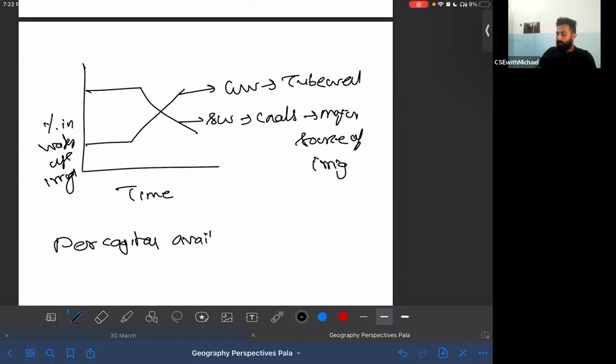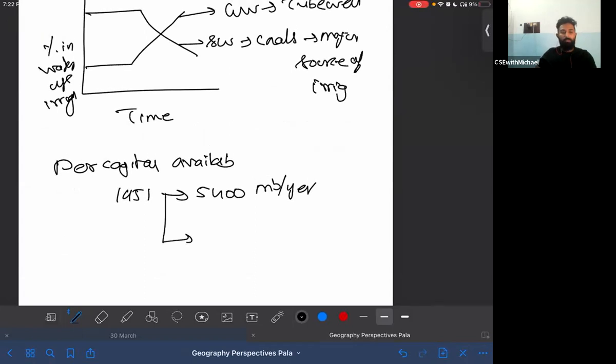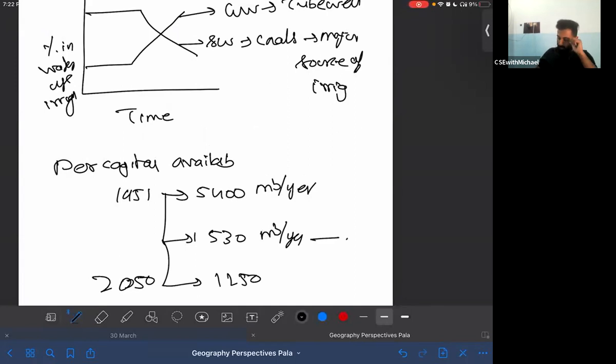Per capita water availability in the 1950s used to be about 5,400 meter cube per person per year. Now that has come down to such low levels, about 1,530 meter cube per year, and that's expected to go even to 1,250 by 2050. This is known as water stress. Now water crisis would be when you reach this level. So there is a steep decline.